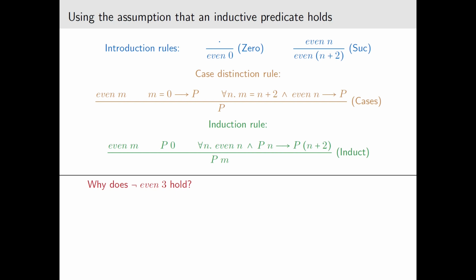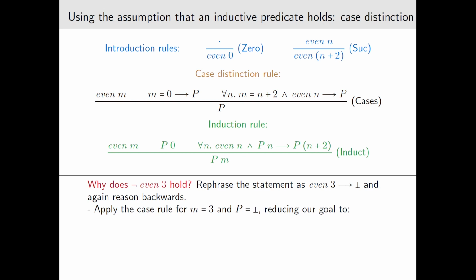But clearly, we're not talking about the direct proof. We're not talking about proving that even holds for something, but proving that even implies something, in this case a contradiction. Okay? So let's apply the cases rule. Rephrase this statement as even of 3 implies false. And again, we reason backwards.